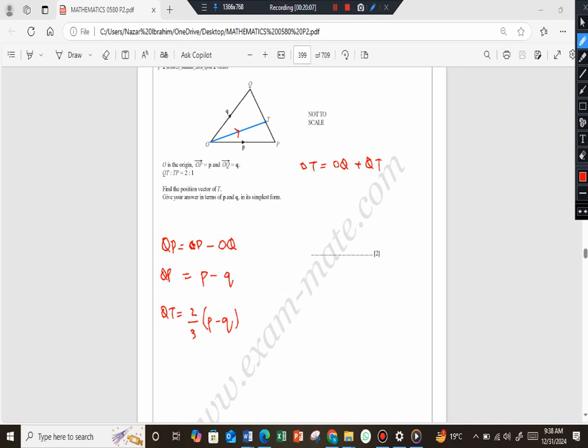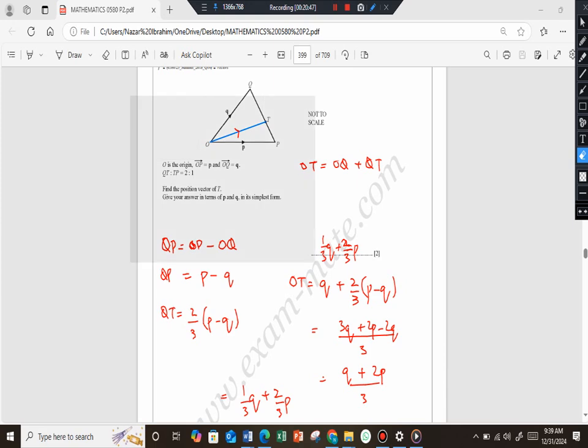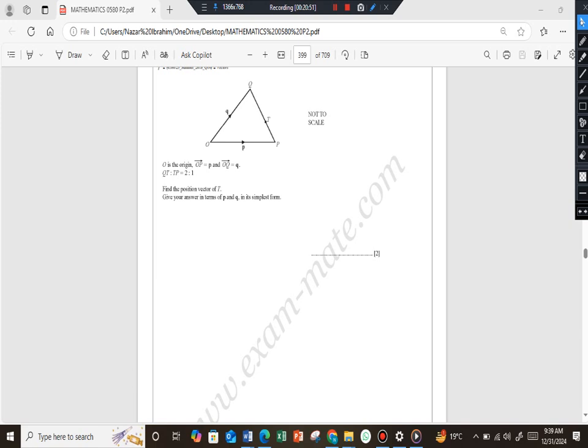Now, using these values, OT is equal to OQ, which is Q, plus QT, which is 2 upon 3 (P minus Q). This is (3Q plus 2P minus 2Q) upon 3. So 3Q minus 2Q is Q, plus 2P upon 3, which is equal to 1 upon 3 Q plus 2 upon 3 P. Right? 1 upon 3 Q plus 2 upon 3 P. Clear? Okay, moving forward to question number 8. I hope everybody is understanding all the questions.